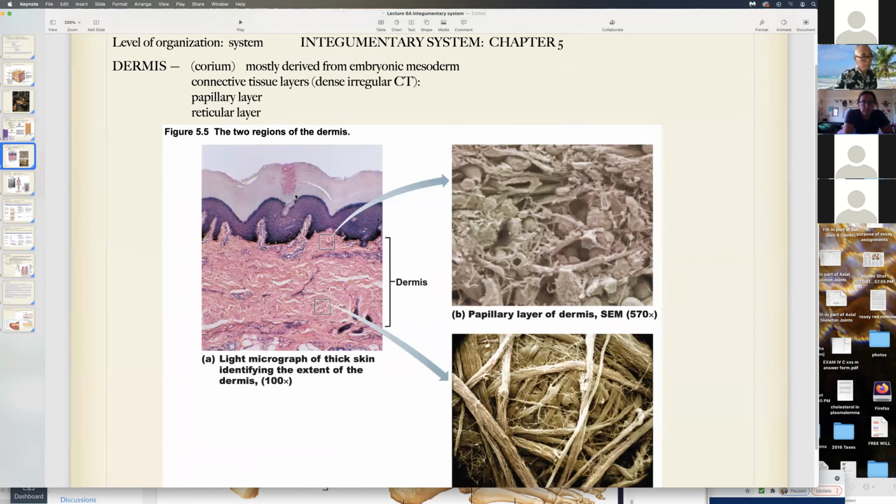And then the dermis layer. This is where you have the papillary layer. These are the papillae. And this is where you have, well, this part is the epidermis. And this is where you have the living cells of the epidermis. And these are all dead cells up here.